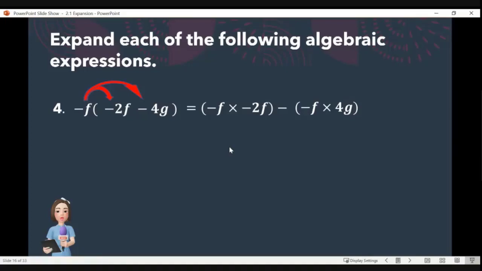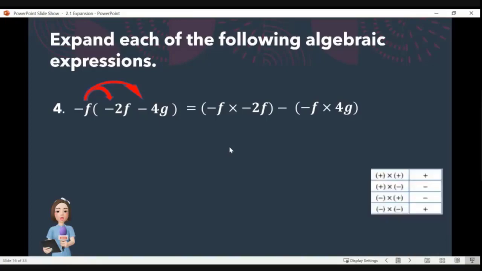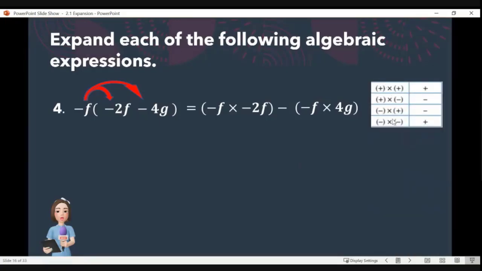The problem is, as I mentioned, you already learned integers. Still remember this chart: when multiplying, positive times positive is positive, positive times negative is negative. So negative times negative gives you positive 2f squared, not negative 2f squared. This one is the same thing also: negative multiplied by negative gives you positive. So positive 4fg. That's why I say you have to be careful with the sign when it comes with a negative.